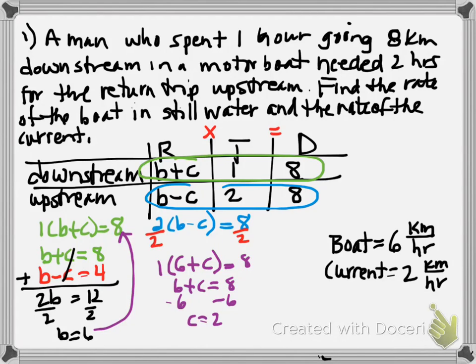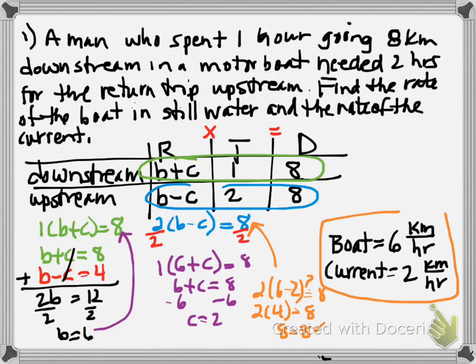Now I can double check it. If I subtract those two numbers, so I'm going to use the second equation, if I subtract 6 and 2, multiply that answer by 2, does it give me 8? And I get 2 times 4 is 8, and sure enough I get 8 equals 8. So that says these answers are good.